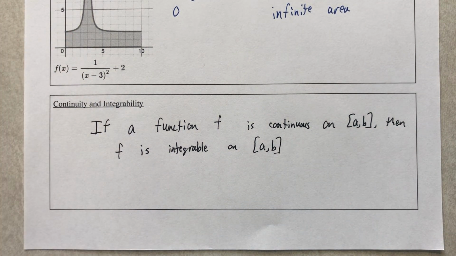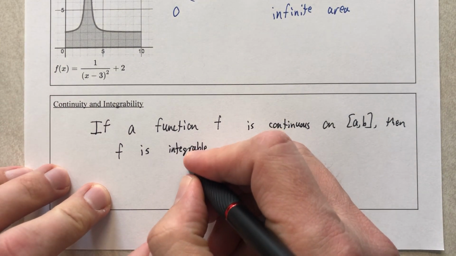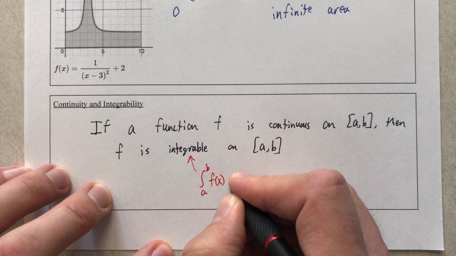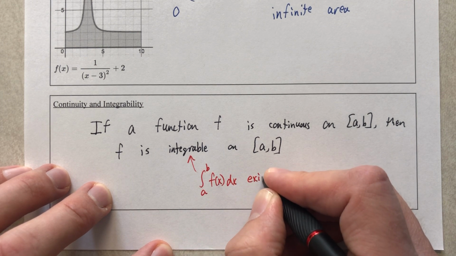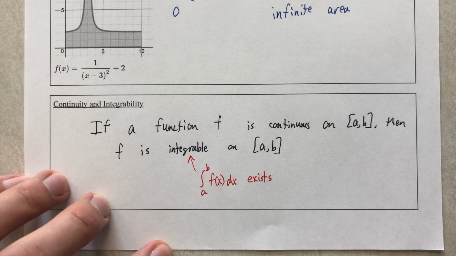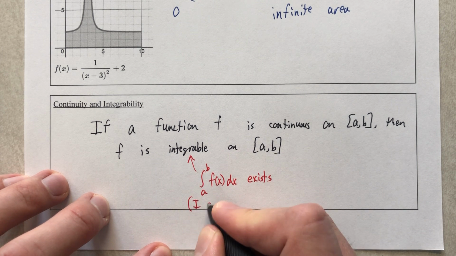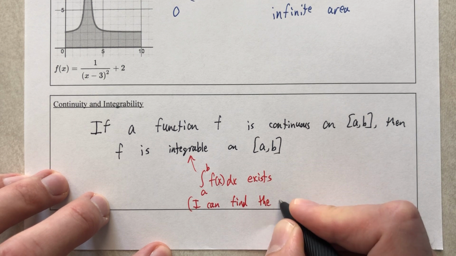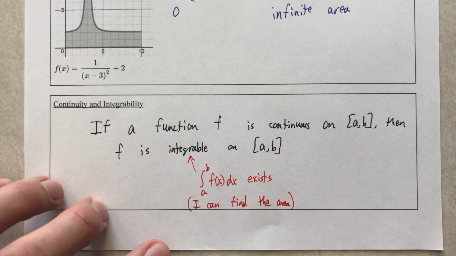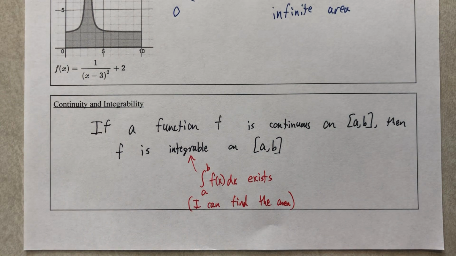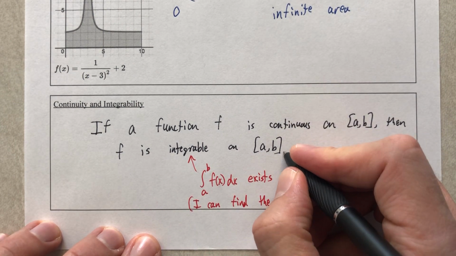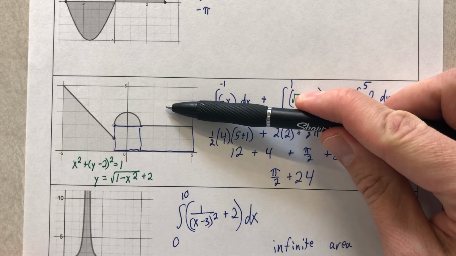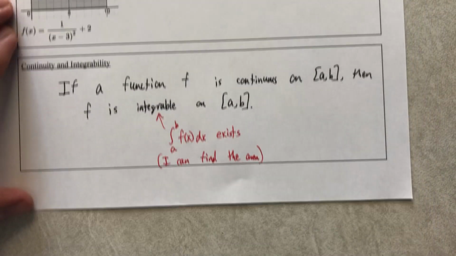What does integrate mean? Well, glad you asked. Integrate means I can do this, and I can say that that exists. Another way of wording it is I can find the area. I can find, or at least approximate, the area. Okay, so if a function is continuous, then I can find the area. If a function's not continuous, I, look where I'm pointing, may or may not be able to find the area.